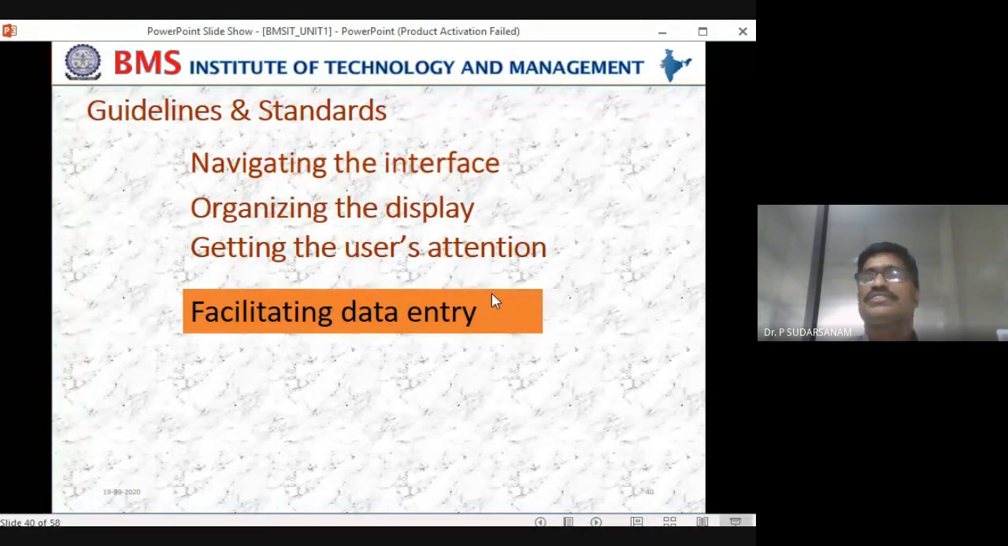Next is getting the user's attention. How will you get the attention of users when they are clicking? Something should be different, something attractive. With respect to the example you are taking, based on that you should be able to write it. That's it.